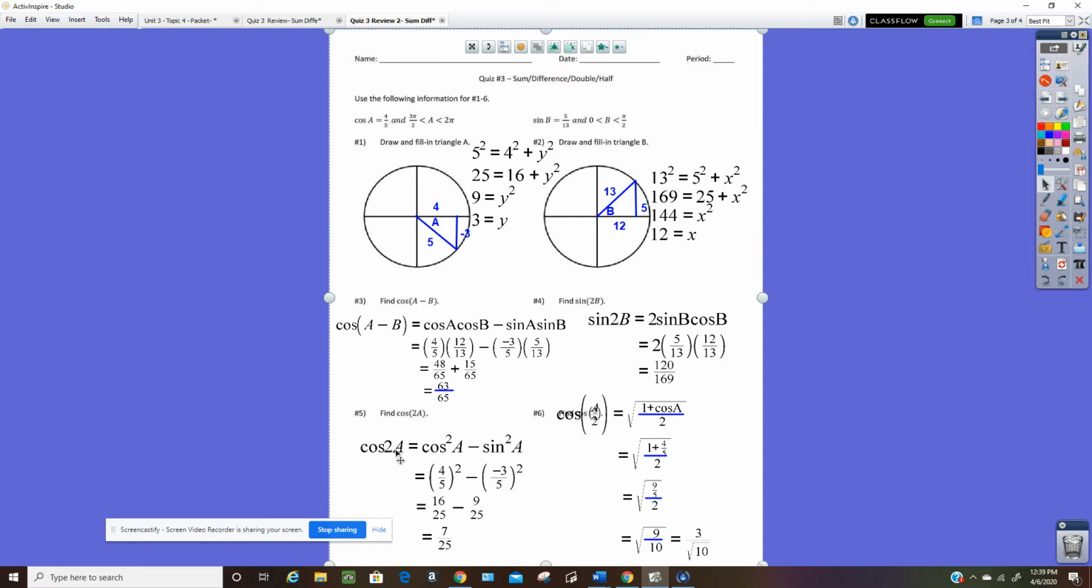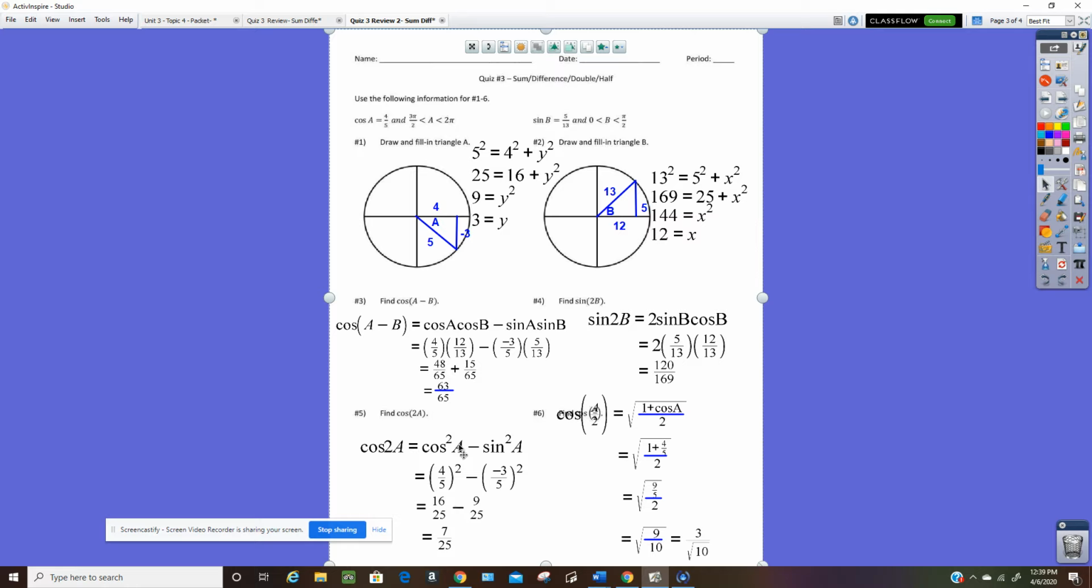And then cosine of 2a, there's one of three identities from the sheet you could use. I just find it easier to memorize one of them, or know that cosine 2a is cosine squared a minus sine squared a, so I don't have to know what the other two are. That I could substitute for one of these and find a different identity.